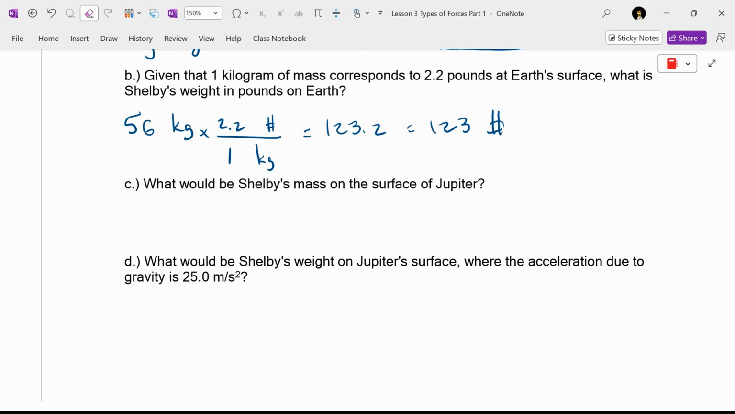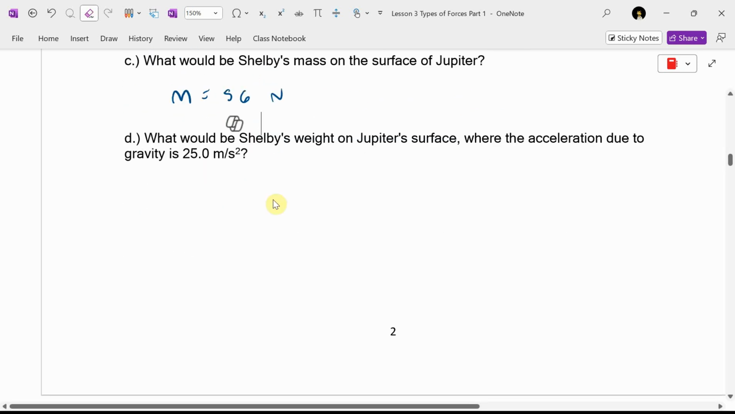Chaz, of course it's 56. Your mass doesn't change anywhere in the universe. Which one changes? Not your mass. Which one changes? No, now. Which one changes? It's a stupid joke that I'll do to help you remember the term weight. Okay? Your weight is the one that changes.